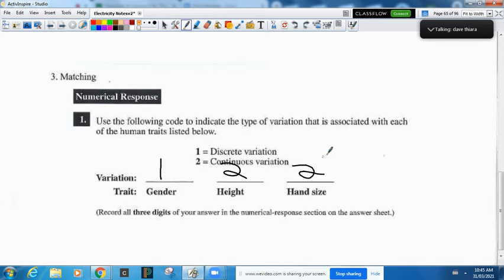Continuous, there's thousands of choices. So height is continuous, with the 2. Hand size, there's thousands of sizes of them too. So your correct answer would be 1, 2, 2. By the way, there's always 4 blanks. If you don't need to use a blank, don't use it. Don't add extra numbers. It makes it wrong. Okay.